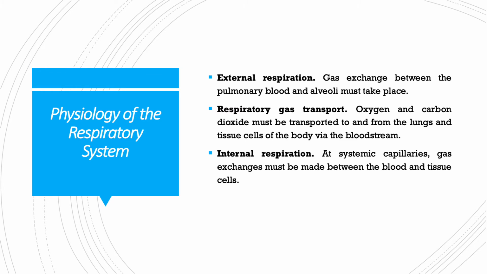In continuation of the physiology of the respiratory system, next is external respiration. Gas exchange between the pulmonary blood and alveoli must take place. Respiratory gas transport: oxygen and carbon dioxide must be transported to and from the lungs and tissue cells of the body via the bloodstream. Next is internal respiration. In the systemic capillaries, gas exchange must be made between the blood and tissue cells.